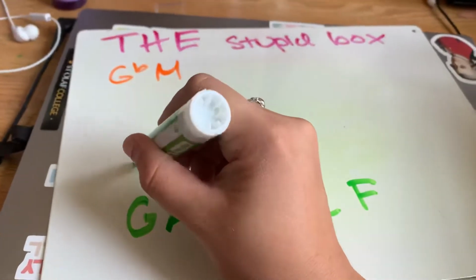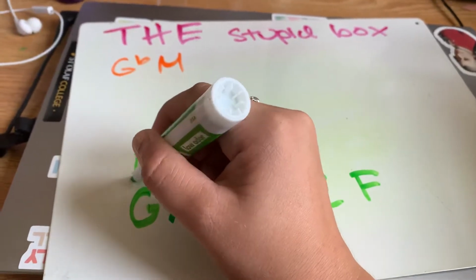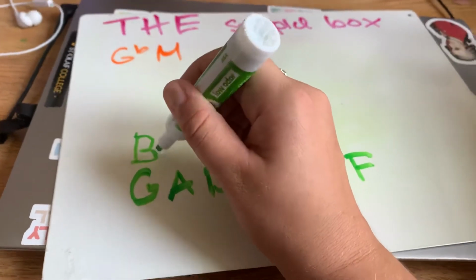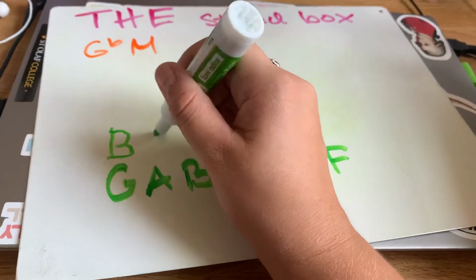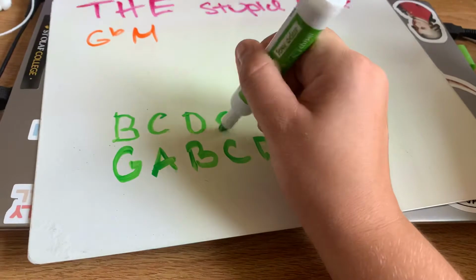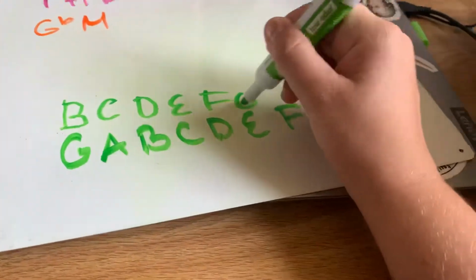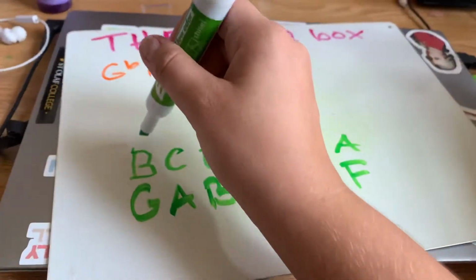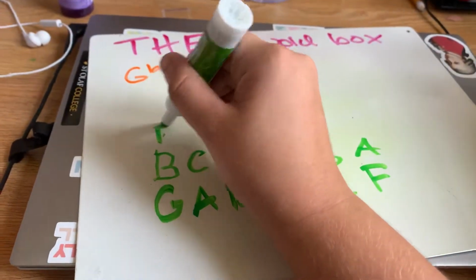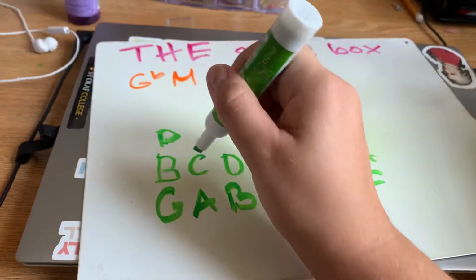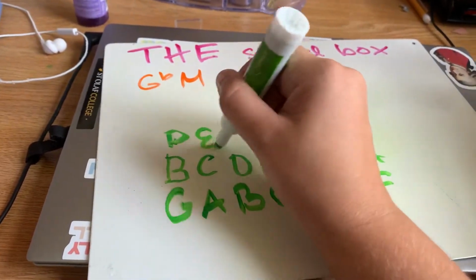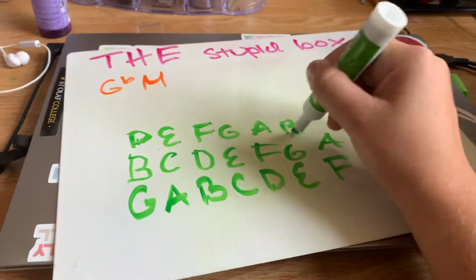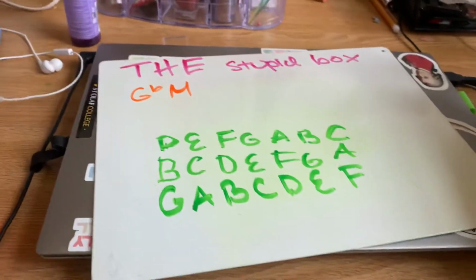Then you're going to go up a third from G. We have B. And then you start from B. So B, then C, D, E, F, G, A, right? That's the musical alphabet. Then a third up from B is D, or it's a fifth up from G. So we have D, E, F, G, A, B, C, right?